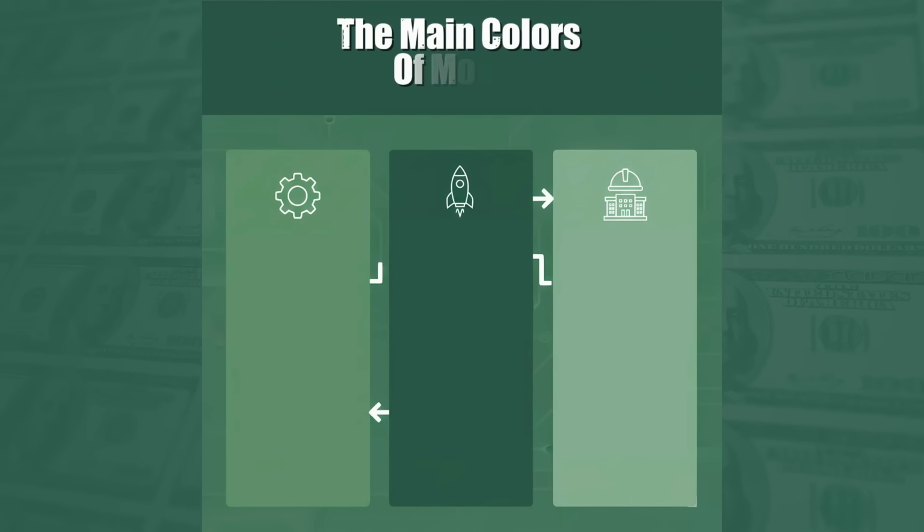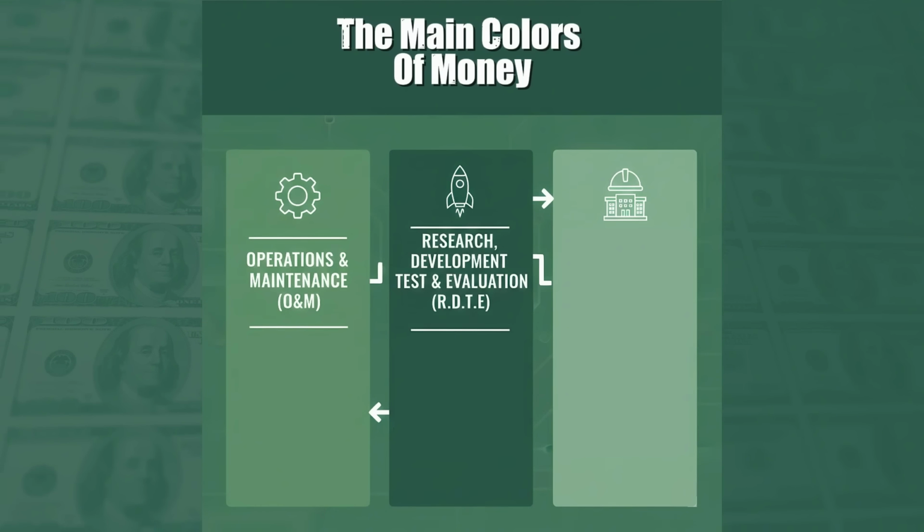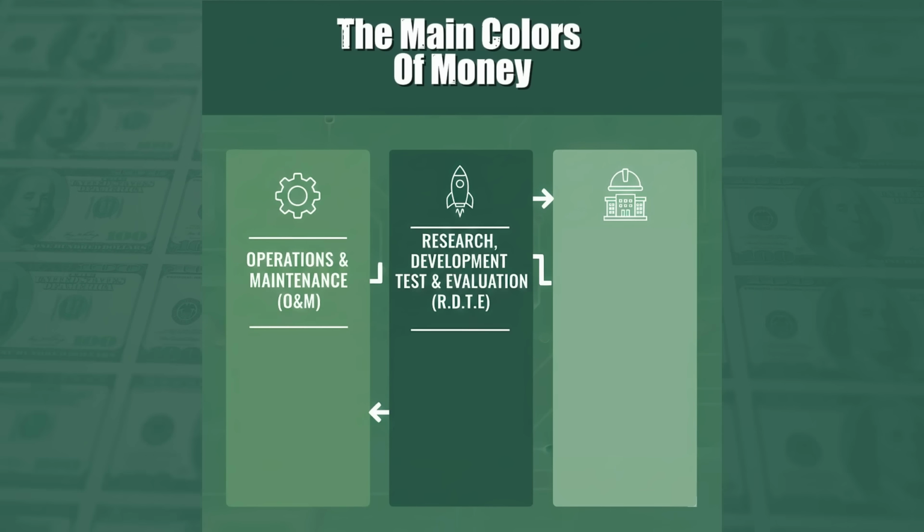Now, in the Department of Defense, or for our military branches, the main colors of money are operations and maintenance, or O&M, research, development, test, and evaluation, referred to as RDT&E. They're very acronym heavy, we are in the military. Construction, and that's also known as MilCon.